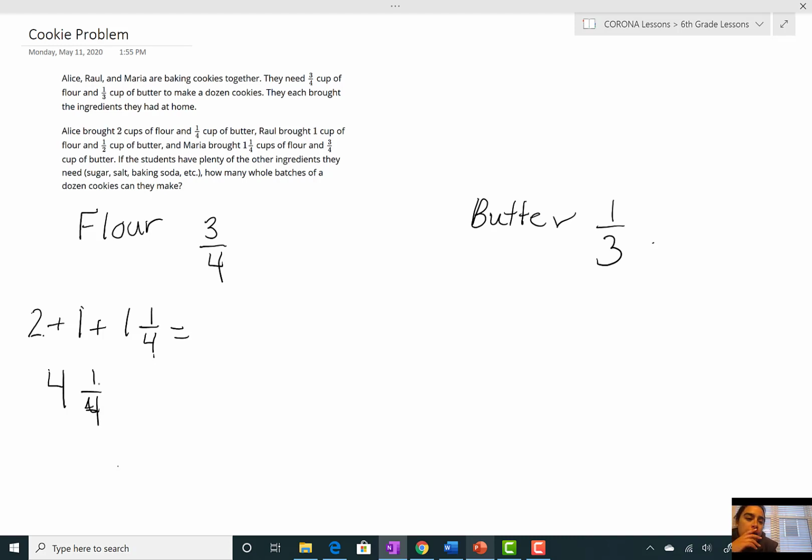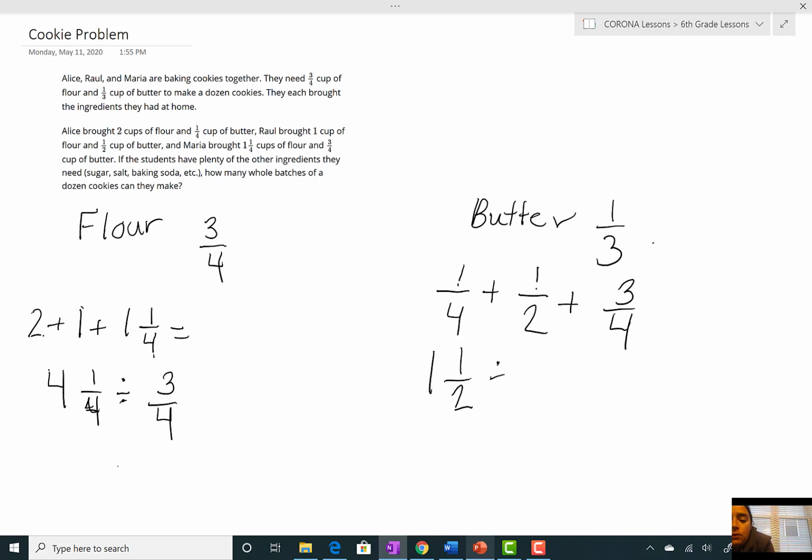That's the total. For butter, we see Alice brought 1/4 of a cup. Raul brought 1/2. And Maria brought 3/4 of a cup. If I add this up, 3/4 plus 1/4 is a whole, I have 1 1/2. So now I'm asking myself, if I want to know how many batches I can make, how many groups of 3/4 fit into 4 1/4? Which is a division problem. Same thing here. How many groups of 1/3 fit into 1 1/2, which is a division problem here.